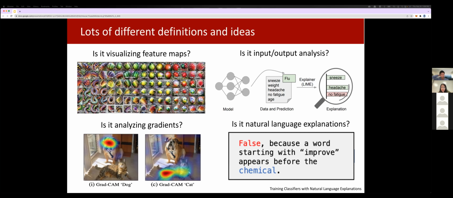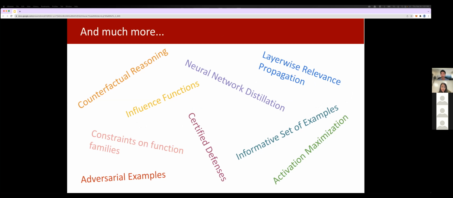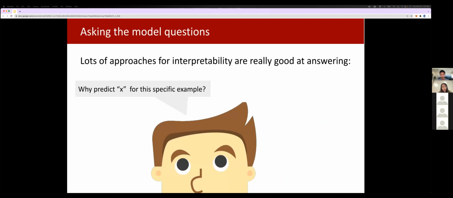And finally, we have a lot of methods that try to use deep learning to explain deep learning. So this is producing text explanations for why a model did something, or trying to distill a large neural network into a smaller one. So there's lots of different things, and they can get quite sophisticated. But pausing here, I just want to take a step back and observe that one of the things a lot of these interpretability methods share is that they're really good at answering why did we predict X for this specific example.